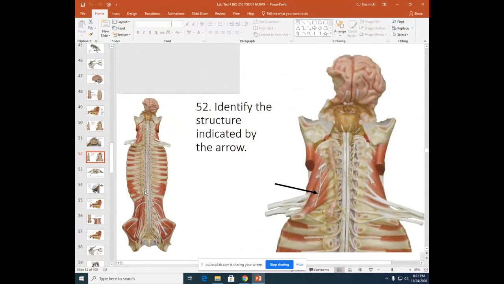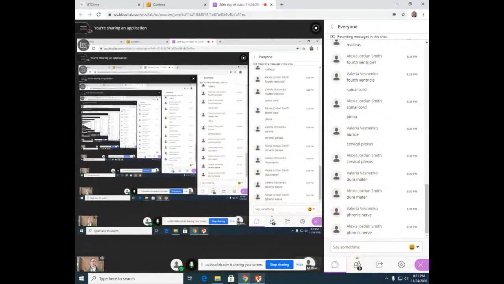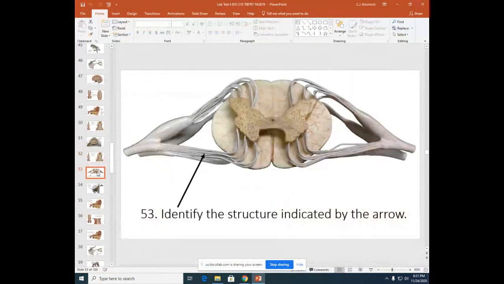What are we looking at here? There's a structure that sits right on top of the anterior scalene muscle. C5, C6, C7. Wait, give me a sec. That's the wrong one. C3, C4, C5 keeps your diaphragm alive. What is it? Phrenic nerve. Yep, I was thinking of a different nerve for that. Phrenic nerve.